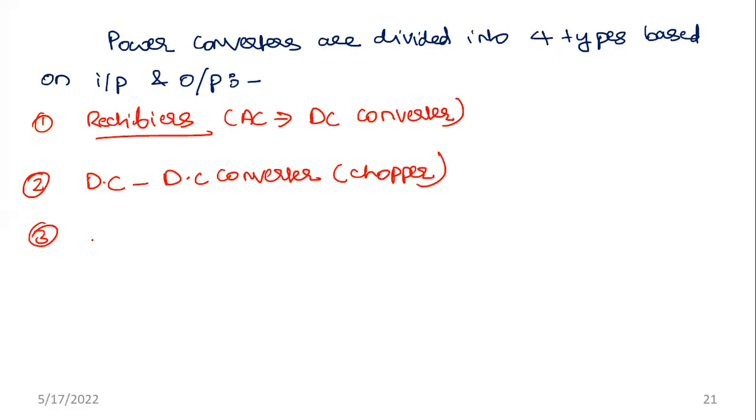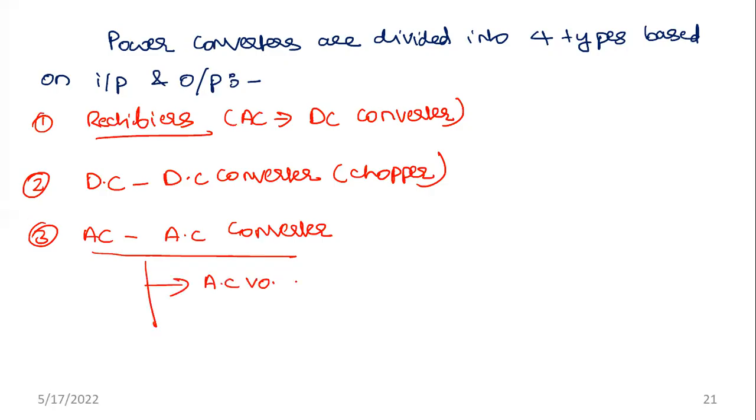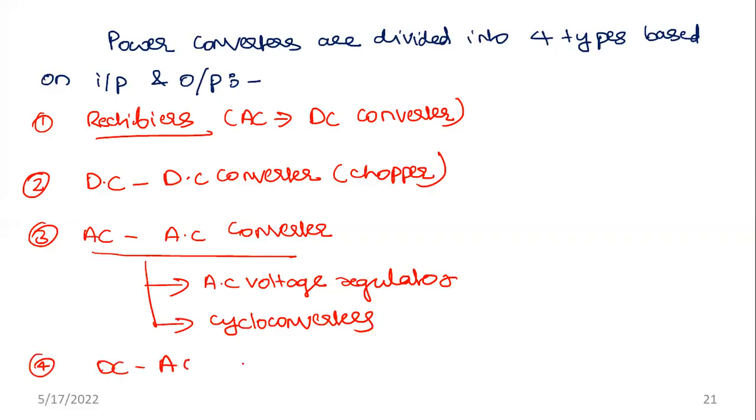Then the third one is the AC to AC converter, where one sinusoidal signal is converted to another sinusoidal signal. This AC to AC converter is again of 2 types: AC voltage regulator, and then the cycloconverters. And the 4th type is the DC to AC converter, which is the inverter. So up to the 4th module, you will be studying all these different types of converters.